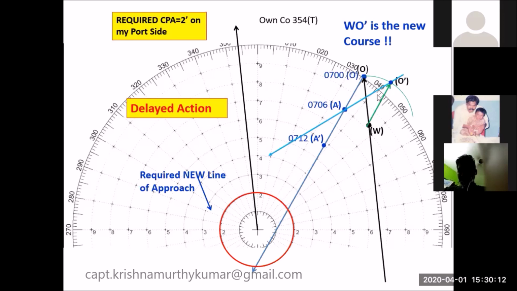And this actually works out to about 37 degrees. So if you have delayed your action even by 6 minutes, and assuming your ship obeys you immediately, earlier you altered by 25 degrees, now you have to alter by 37 degrees. That is why radar plotting should be done with a lot of practice, very quickly and correctly, so that you can decide all those things and take action suitably.